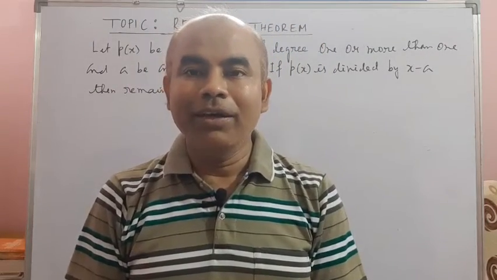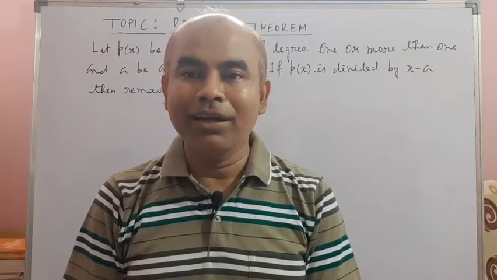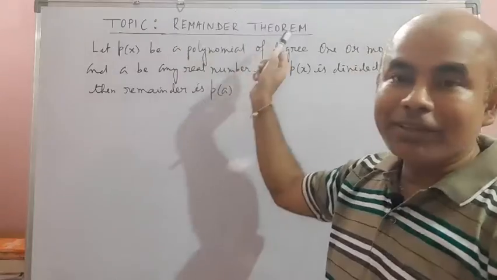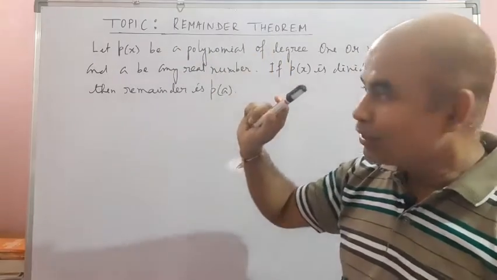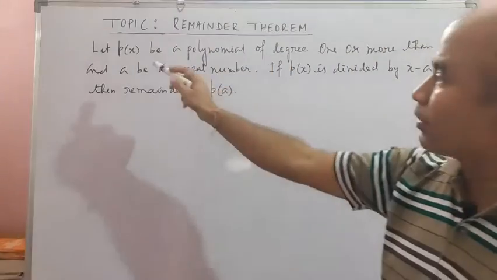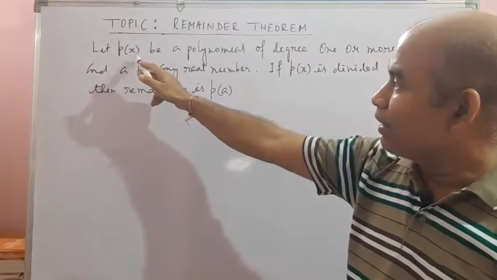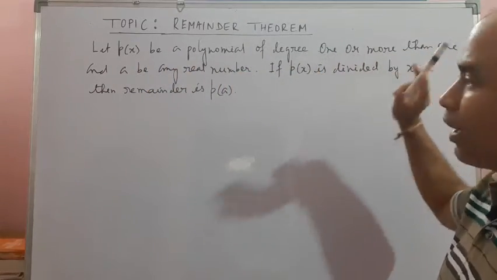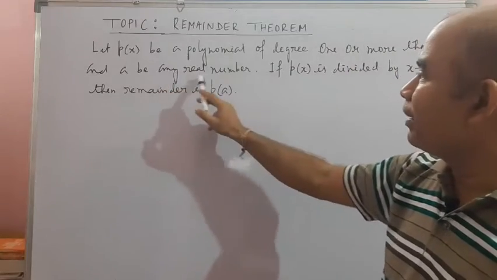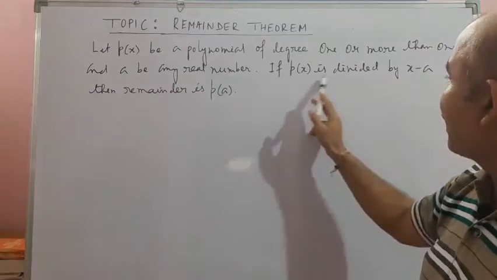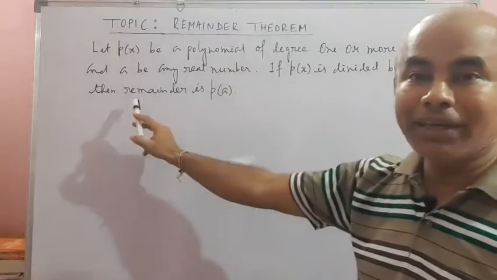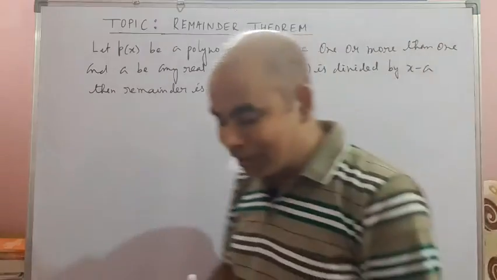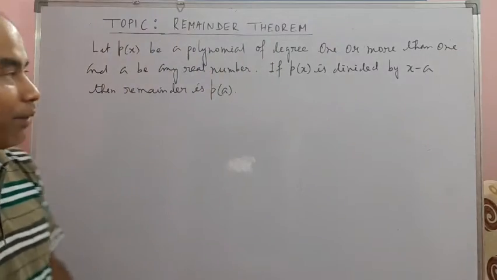So today we come with another important topic from algebra, that is the remainder theorem. Here is the statement of the theorem. Let P(x) be a polynomial of degree 1 or more than 1 and a be any real number. If P(x) is divided by x minus a, then the remainder is P(a). That is the statement. Now let me explain the statement.